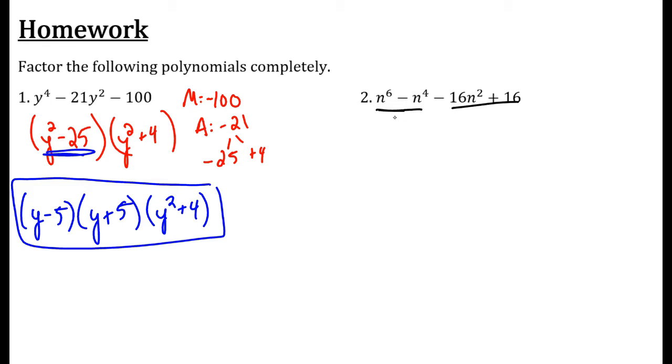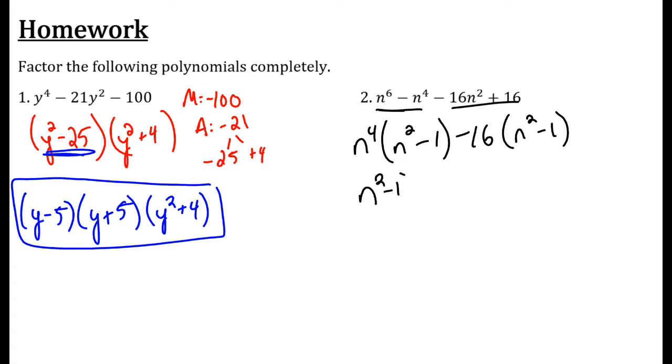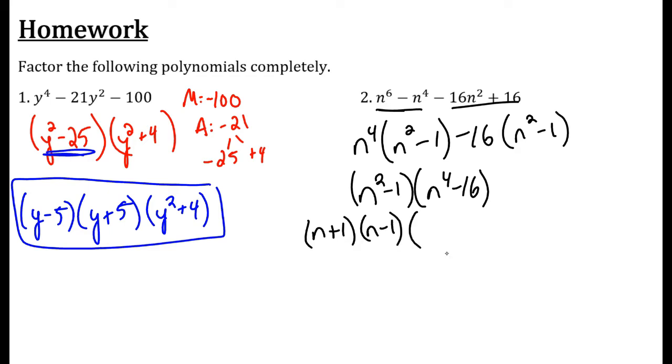So what can I take out for those first 2 terms? I can take out an n to the 4th, and I'm left with n squared minus 1. Hopefully I can get n squared minus 1 over here. Well, what do I need to factor out then? A negative 16. So I'm left with n squared minus 1 times n to the 4th minus 16. Well, wait a minute. Both of these are the difference of perfect squares. So I get n plus 1, n minus 1. And then I get n squared minus 4, n squared plus 4.